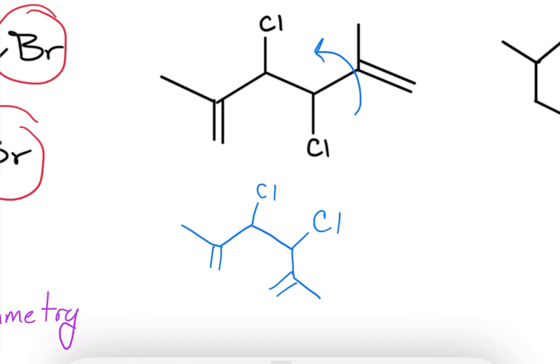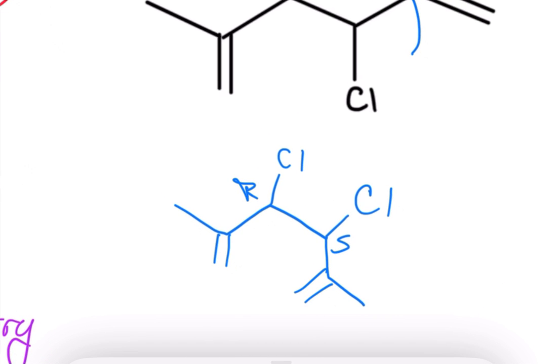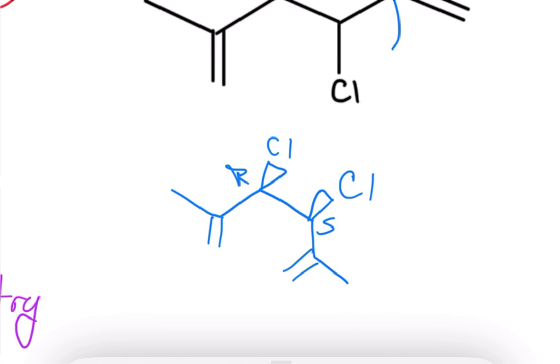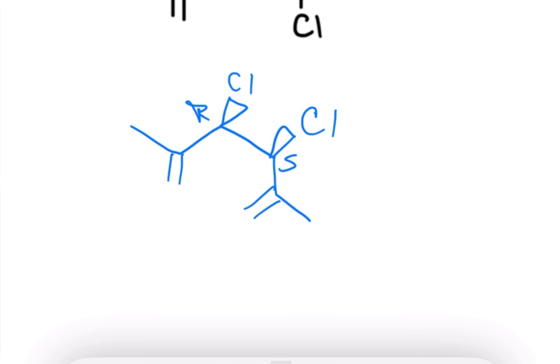But what if we had R and S configuration? We'd want one to be R, let's just say the leftmost one, I'm totally guessing here, and the right would be S. Another indicator is if they were both wedges. If they were both dashed as well, they would both be meso compounds. So this one we're going to say meso. And an example of non-meso, which, oh my gosh, drawing is so hard.